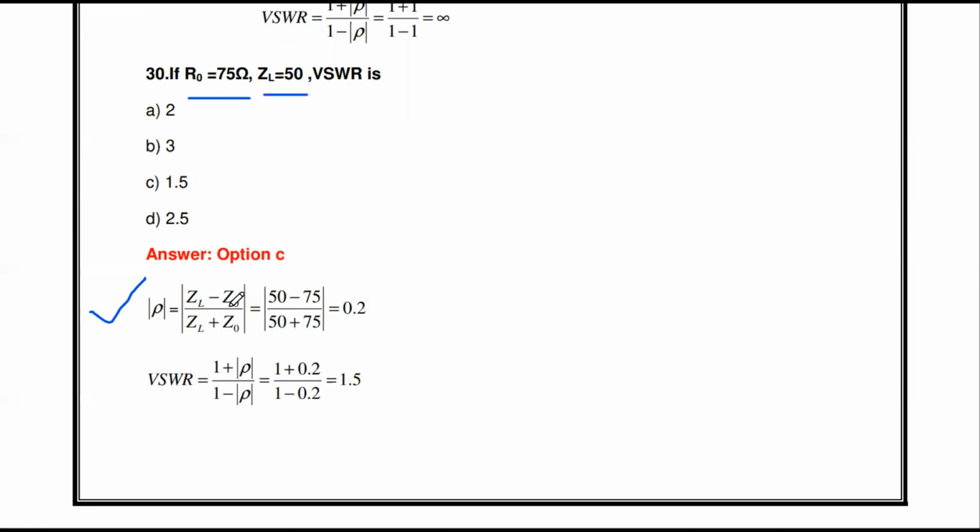So you just substitute here. Here the load impedance is 50. The characteristic impedance is a purely resistive 75 ohm. So 50 minus 75 divided by 50 plus 75. So we will get minus 0.2. The modulus of minus 0.2 is plus 0.2. Okay. So the modulus of rho value is 0.2. So you just substitute this rho value in the VSWR formula. We will get 1 plus 0.2 divided by 1 minus 0.2. So we will get the answer as 1.5.